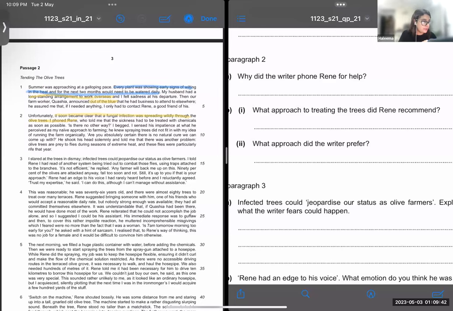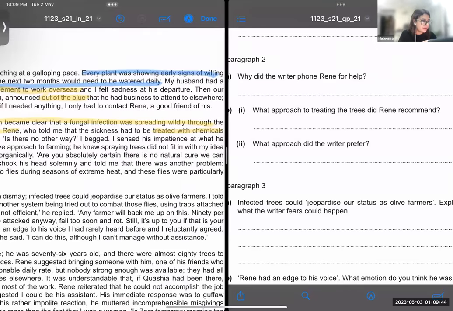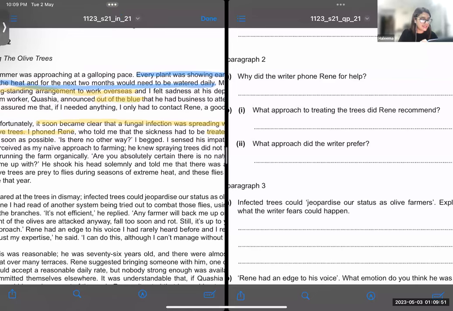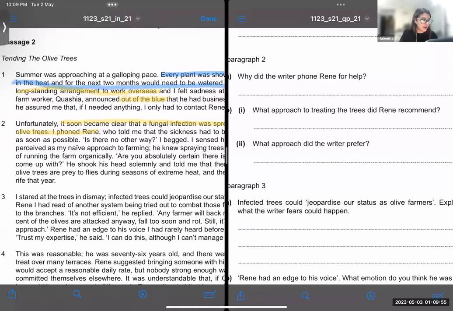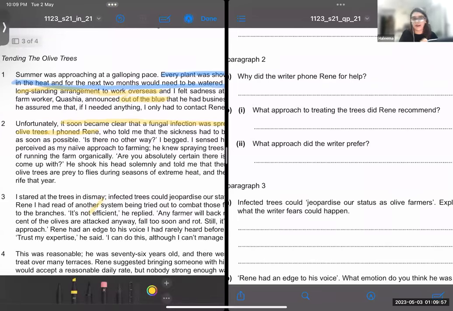They talk about how they were running the farm organically. So this implies that chemicals were not supposed to be used. So in this case, you have to actually take out an implied meaning, where you highlight that an organic alternative is something that the author would have preferred. Okay. That's an example of an implicit question.